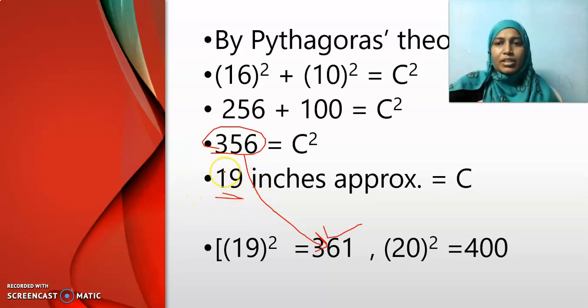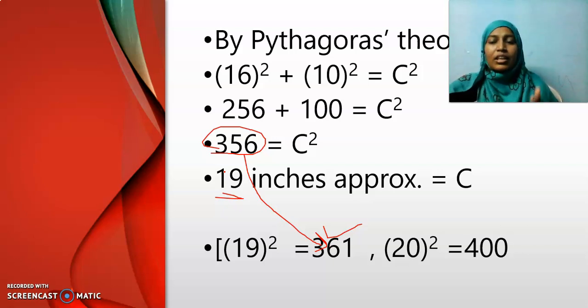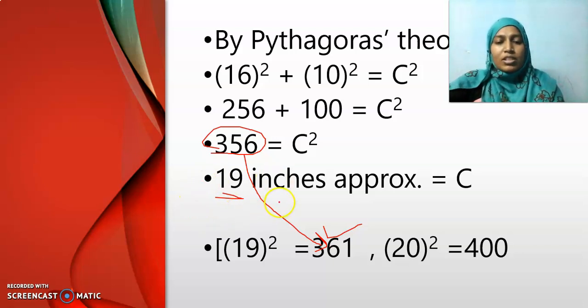Hope it is clear, my dear children. Though you will not come across such difficult questions in your exam, I want you to be exposed to such questions because you will be attempting Olympiad exams. Okay, there you will come across such situations. So the answer is 19 inches approximately, and this is less than the size of her desk.